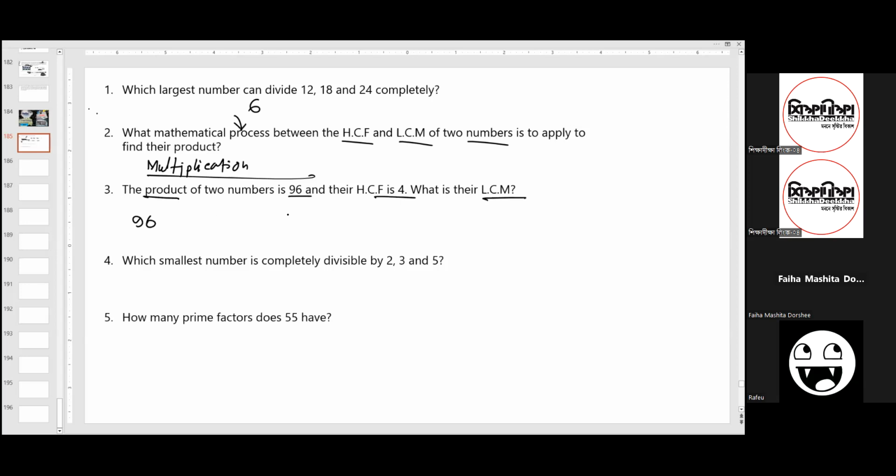96 is the product, right? And this product is actually equal to the product of the HCF and LCM. So if we divide 96 by 4, we're going to get the LCM. This 24 will be the LCM, right? Because the product of the two numbers is equal to the product of HCF and LCM. So ultimately the product of HCF and LCM is equal to 96, right? So 96 কে যদি আমি 4 দিয়ে ডিভাইড করি আমি পাবো 24, and 24 is going to be the LCM, right? বুঝতে পারছি?